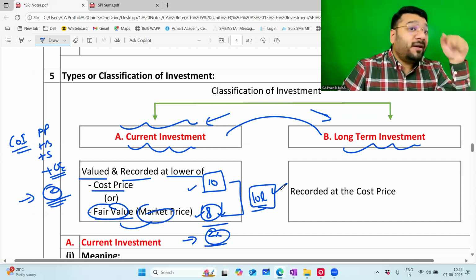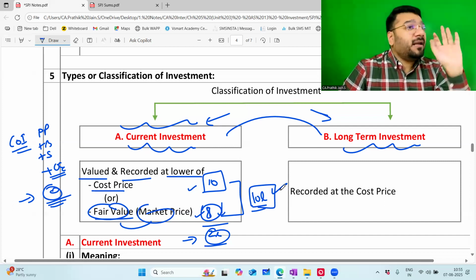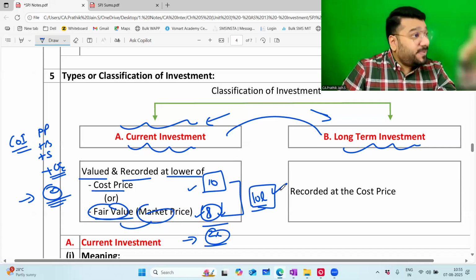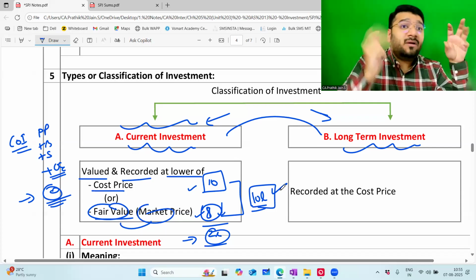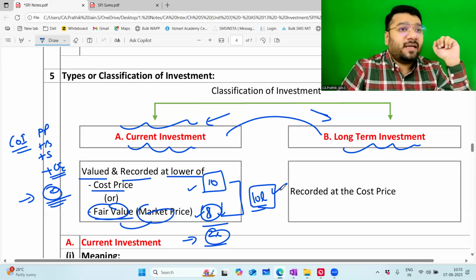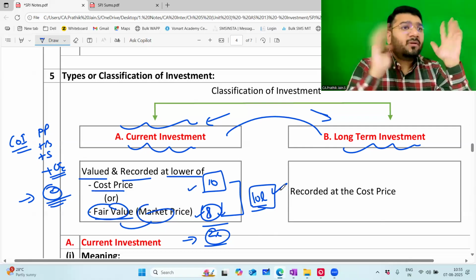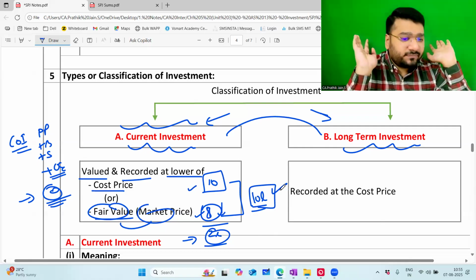So they didn't give two entries here. In AS 13, they gave only one entry, P&L account debit. In real life, if you want to pass two entries, like how you do for sales and expenses, you pass one entry, then you transfer to the P&L account by way of closing it. That we also can do. But in the exam, to save time, directly we'll do P&L to investment. Any objection in this? Okay.